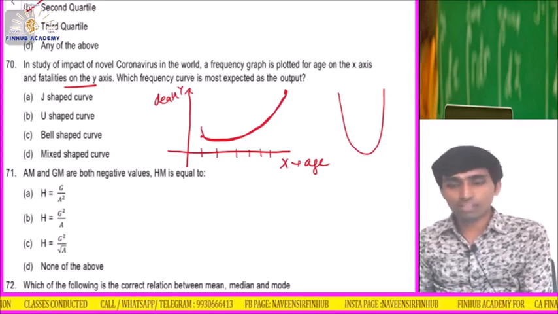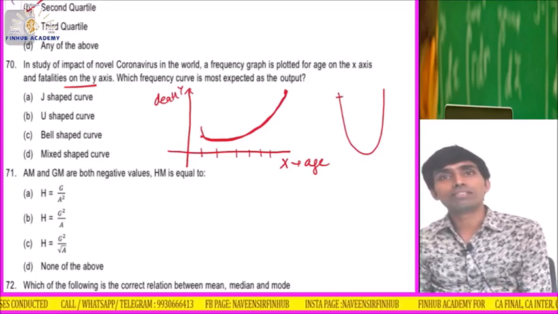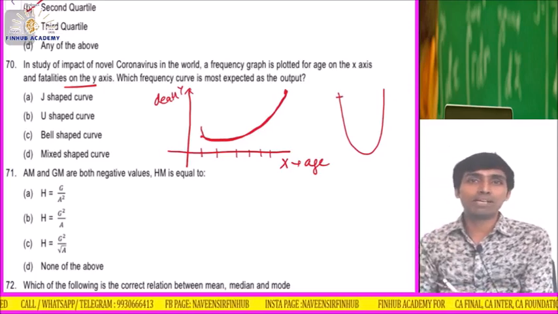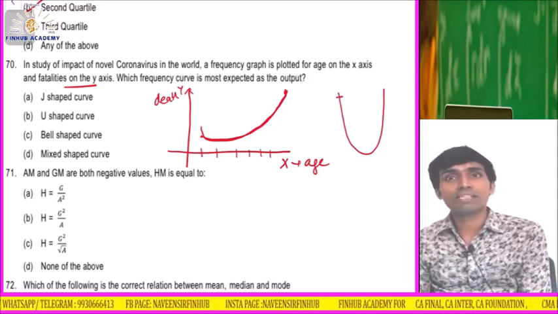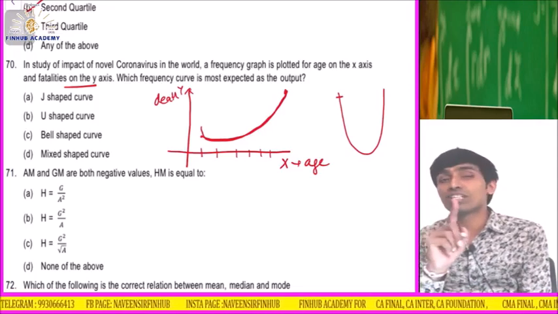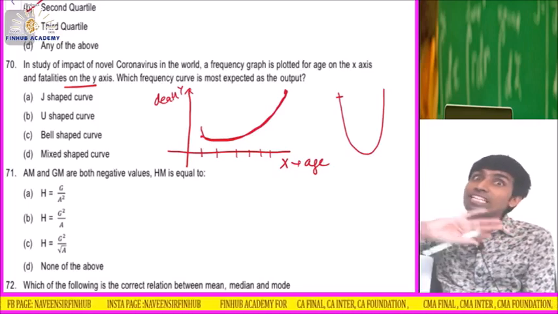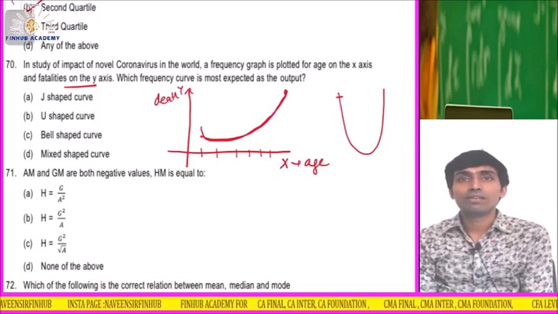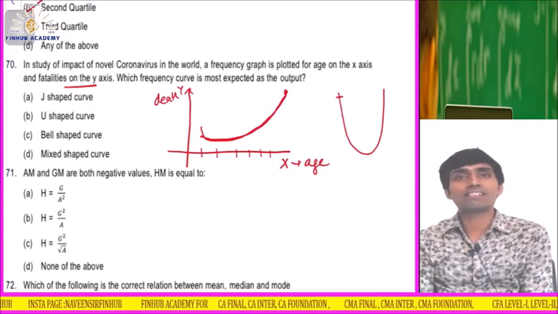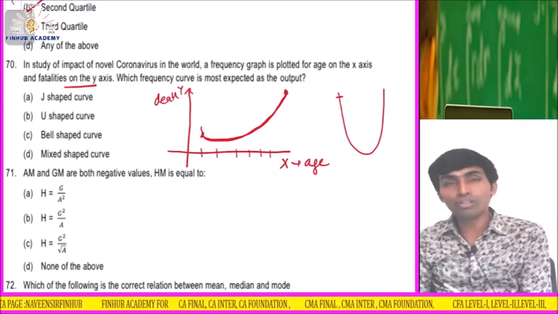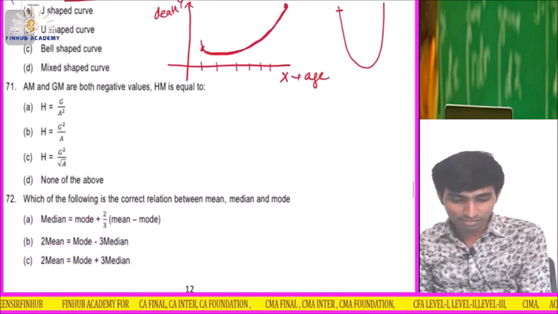Now someone will argue, sir, children also died more. Understood? That can't be helped. They are saying that it is J-shaped, and it is actually J-shaped because children got the vaccines at the end. If you remember, first the senior citizens were given the vaccines, because their death was more compared to the smaller ones. So it is a J-shaped curve.